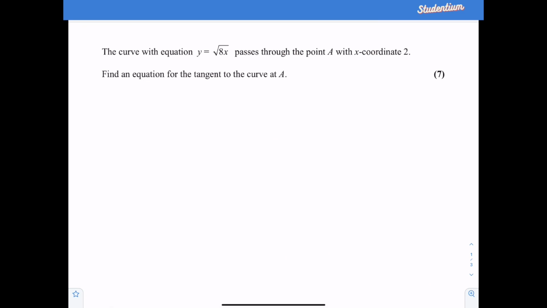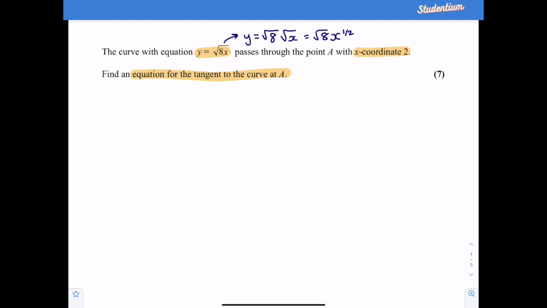Here we're given a curve with equation y equals root 8x that passes through the point A with x coordinate 2. We're asked to find an equation for the tangent to the curve at A. A really important thing to notice is that y is not just root 8, it's root 8x. The x is also under that square root. So that means we've actually got y equals root 8 times root x, which is the same as root 8 x to the half.